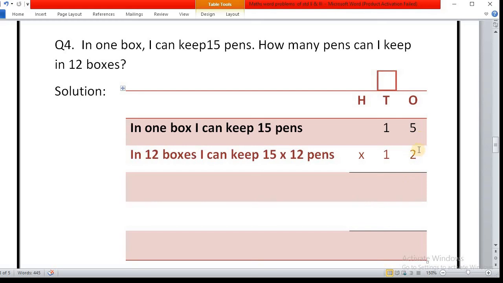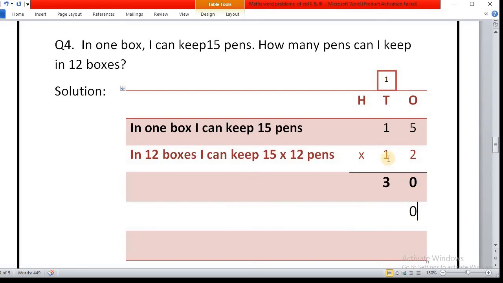Let's do it stepwise. First, I'll multiply 2 with 5 in the ones place. 2 fives are 10. So, I'll write 0. 1 is carried on to the tens place. So, I'll write 1 here. In the second step, I'll multiply 2 with 1 in the tens place. 2 ones are 2 plus 1 will be 3. So, here I'll write 3. Here I'll put 0.